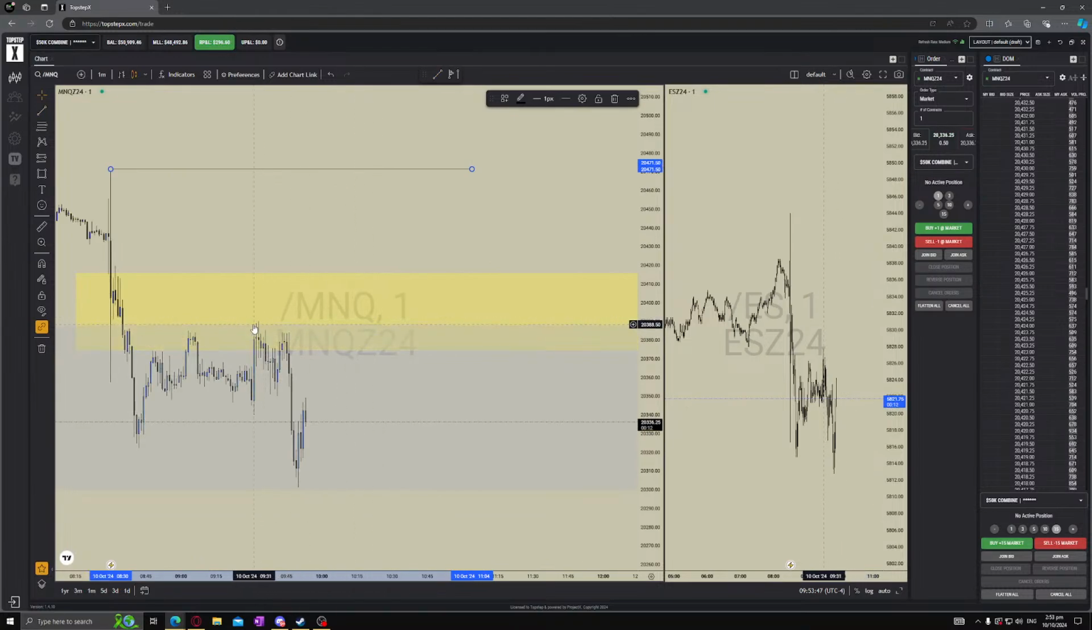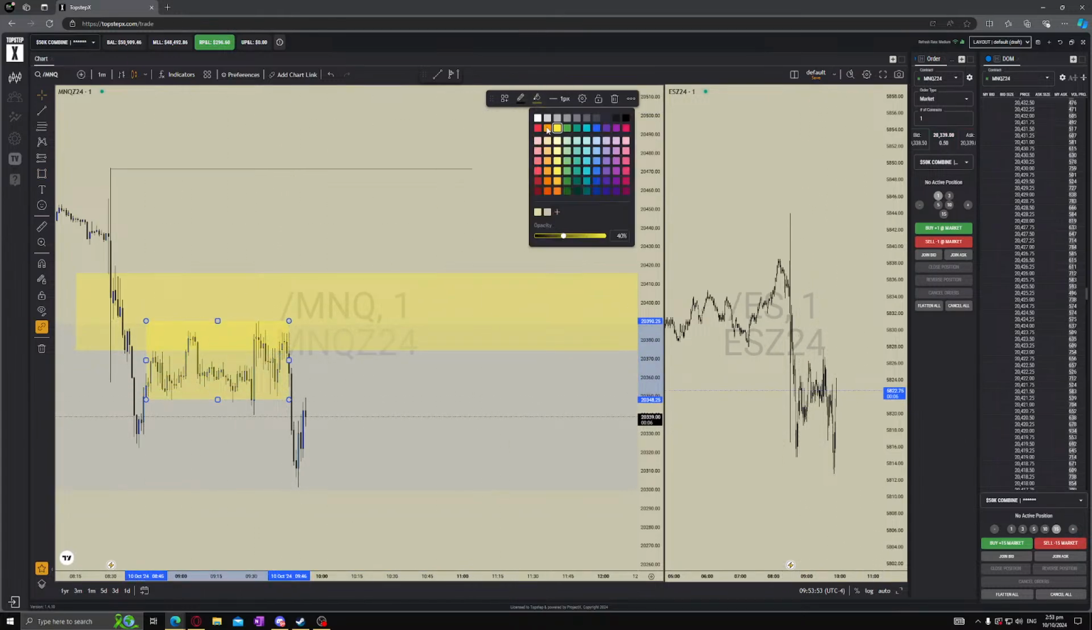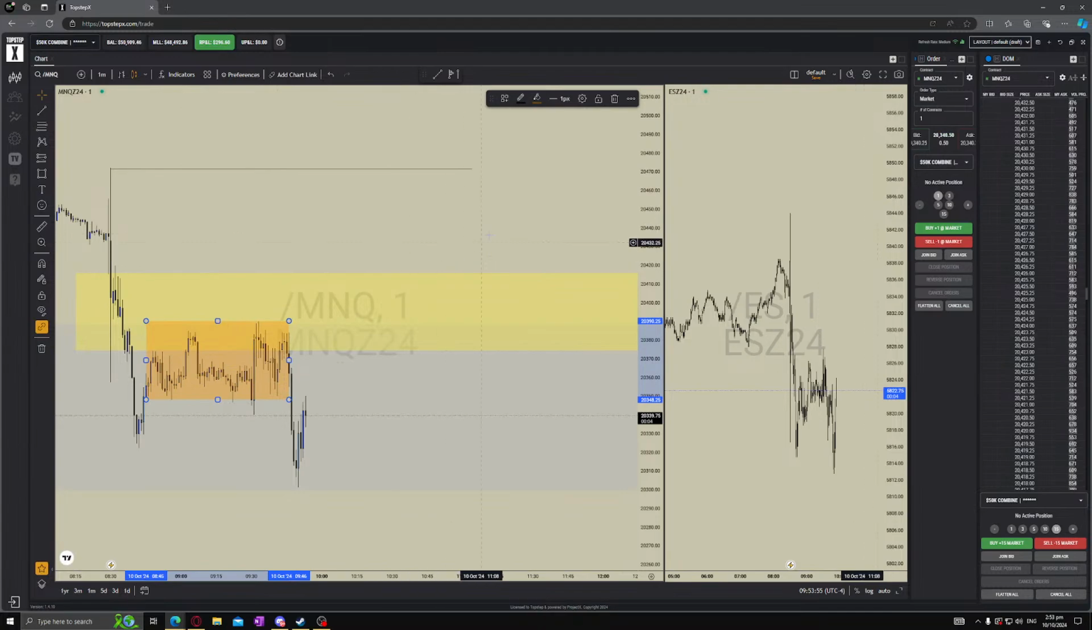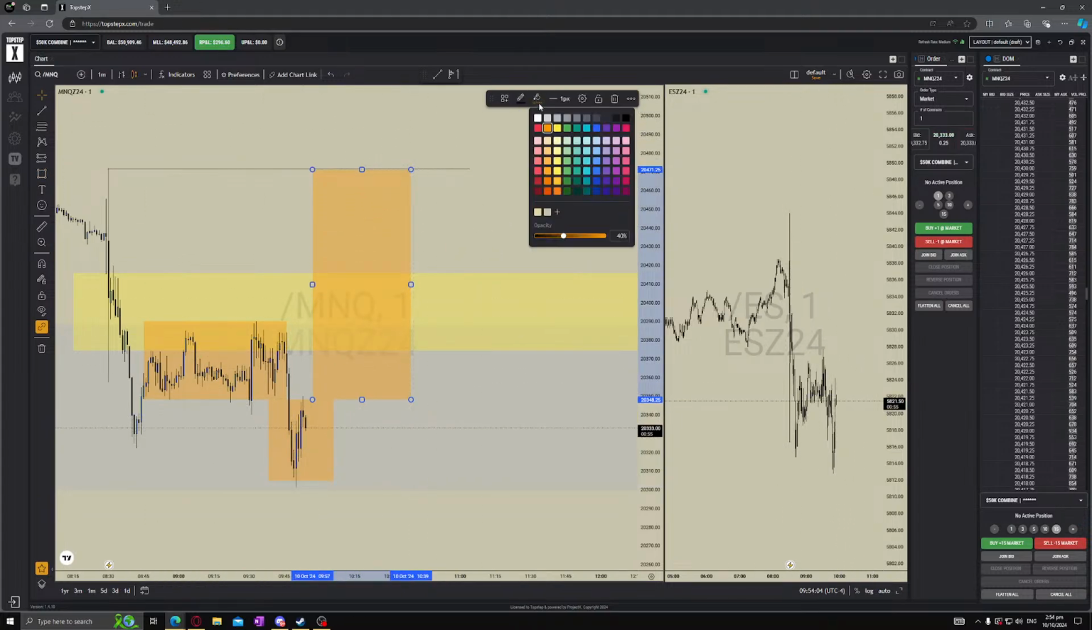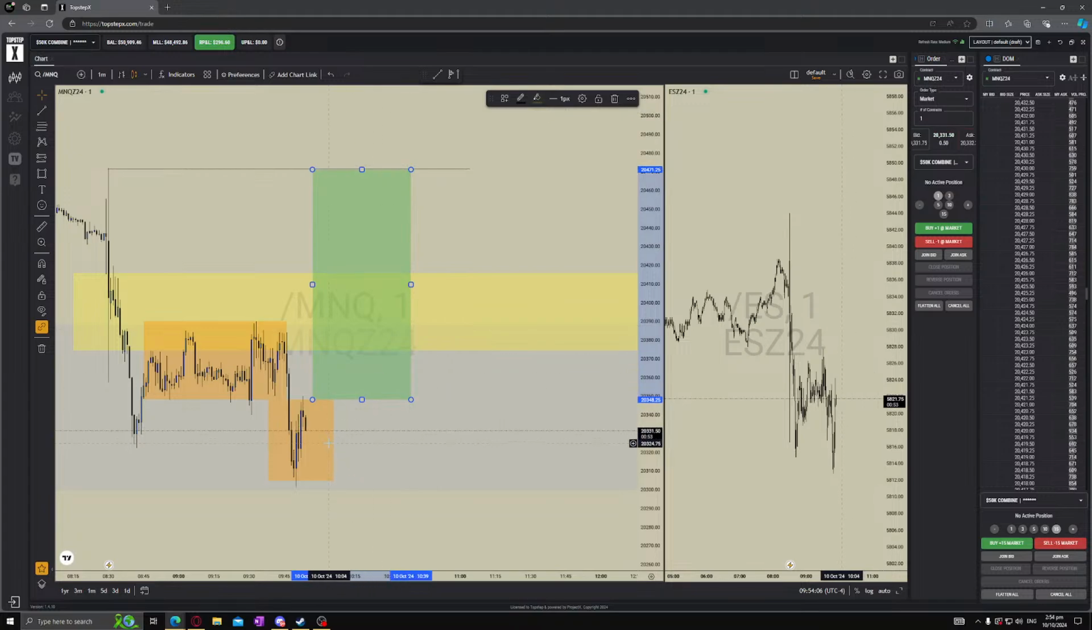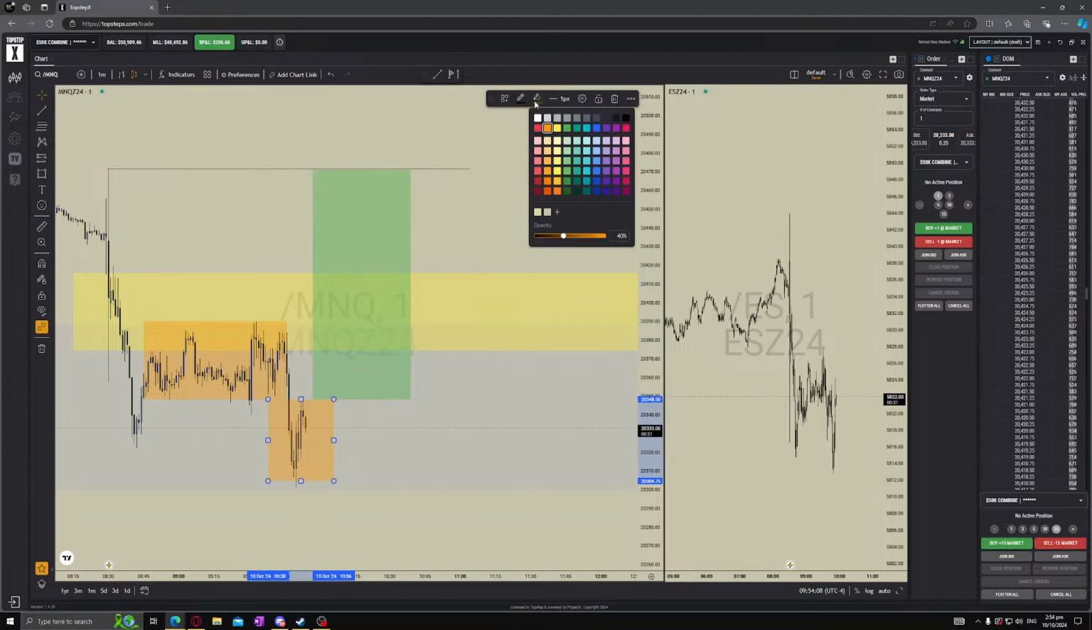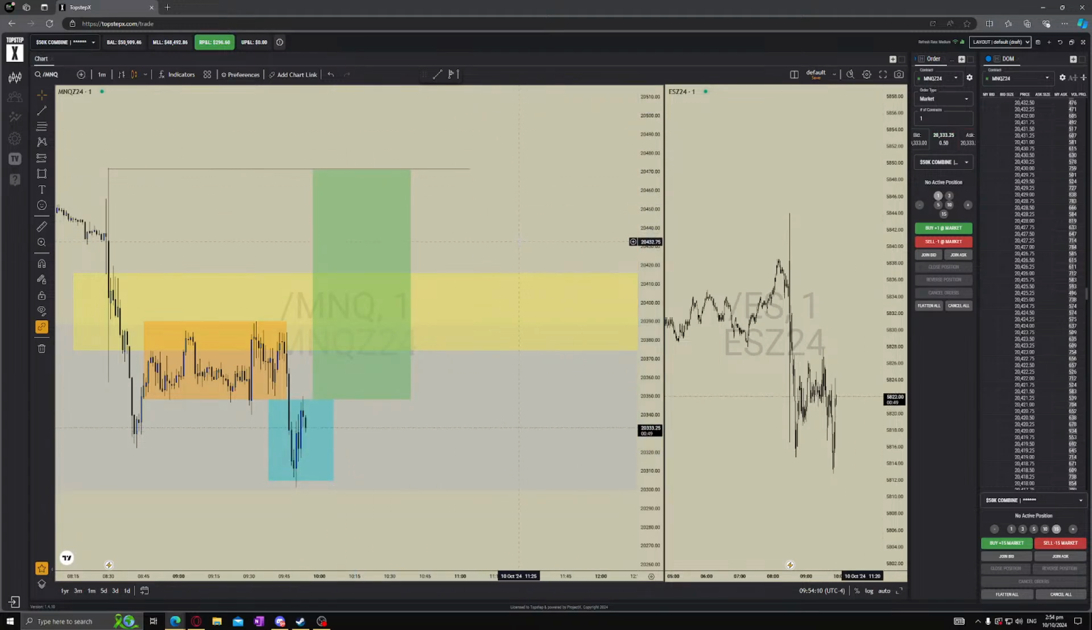If we break all of this zone here, that would be a simple case of the power of three. So we would have accumulation. This is the manipulation. Then we have the expansion. That's what it would be. But we still don't have any type of confirmation, so we can just wait.